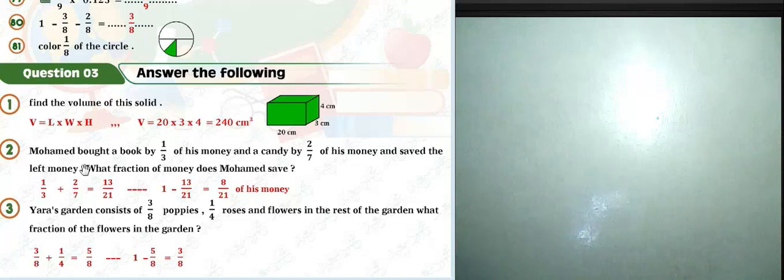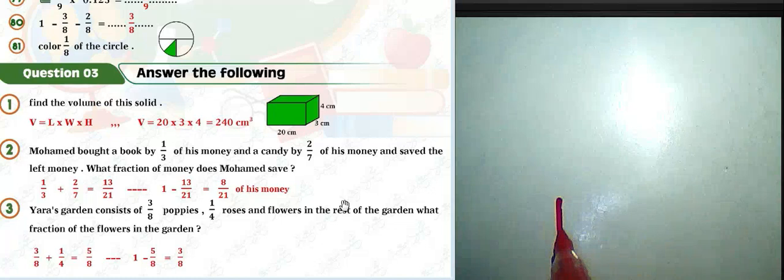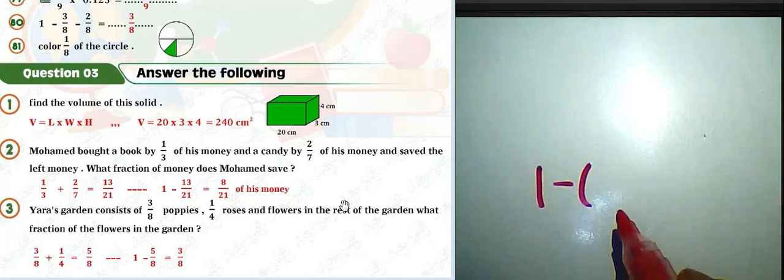Question number 2. Muhammad spent a third of his money and Candy bought 2/7 of his money, and he saved the left money. We can find the left. What fraction of the money does Muhammad save? We can find 1/3 plus 2/7 and subtract the result from 1. Look at here with steps to find the left with him. Write 1, subtract the sum of the total.